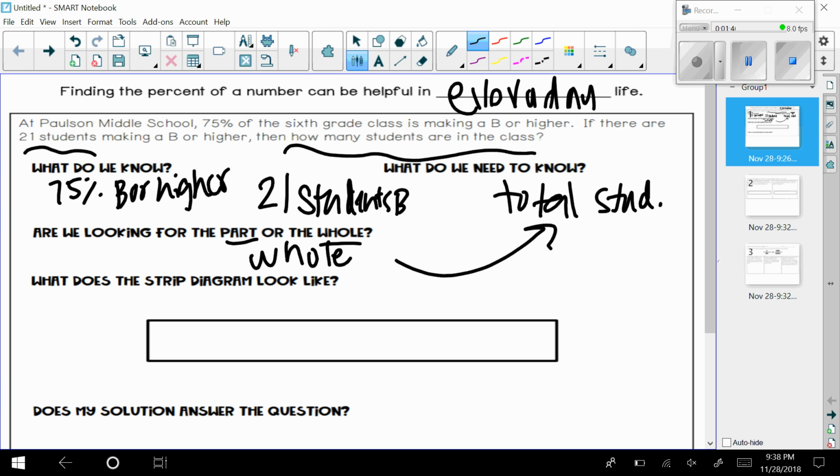Okay? So what will my diagram look like? Well, remember, it's like two number lines. This is your 0%. This is your 100%. We don't know what's equal to 100%. That's what we're trying to find. And we know that 75%, remember I can just say this is 75 right here, is equivalent to 21 students. So now we have to figure out, how do we figure out 25?